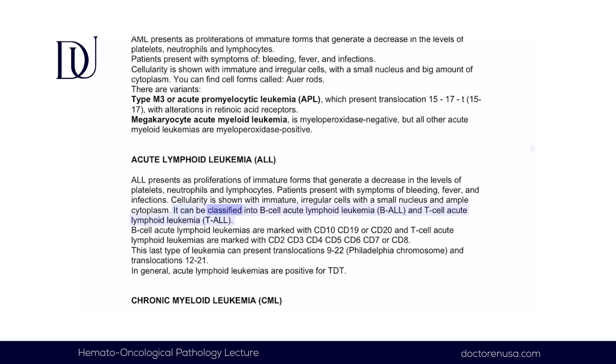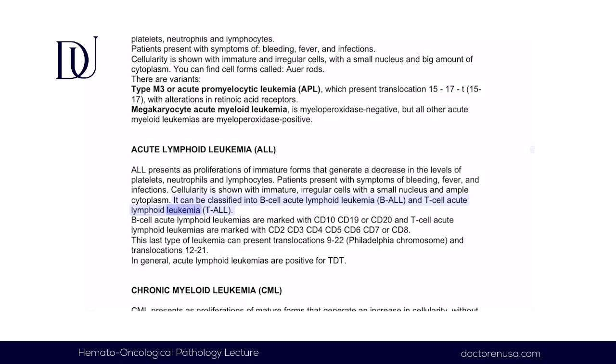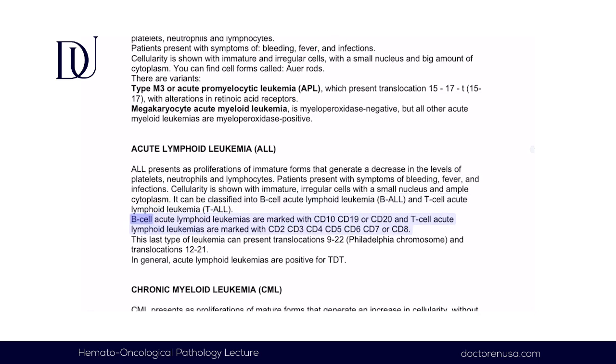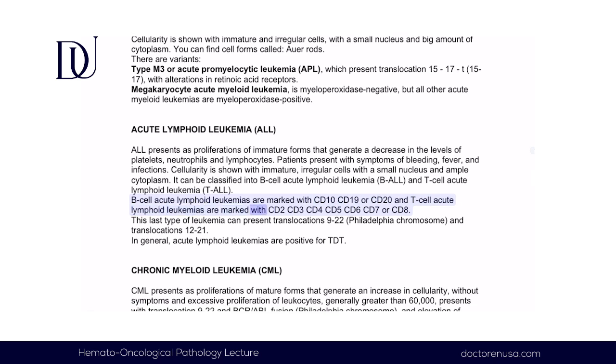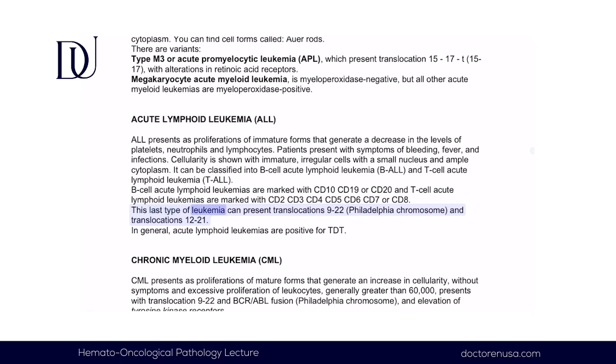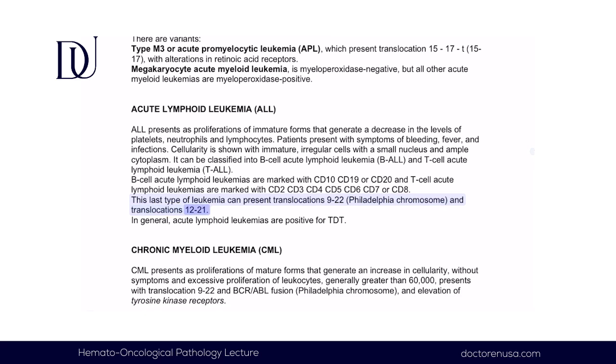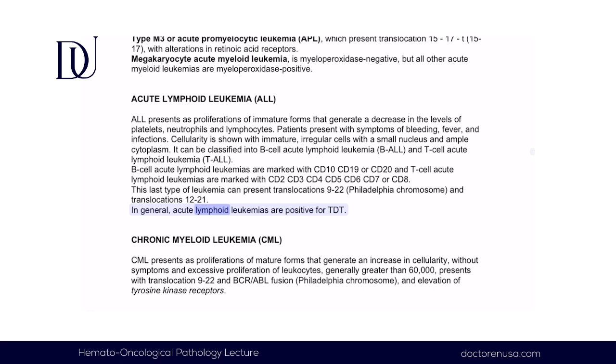It can be classified into B-cell acute lymphoid leukemia, B-ALL, and T-cell acute lymphoid leukemia, T-ALL. B-cell acute lymphoid leukemias are marked with CD10, CD19 or CD20, and T-cell acute lymphoid leukemias are marked with CD2, CD3, CD4, CD5, CD6, CD7 or CD8. This last type of leukemia can present translocations 9;22, Philadelphia chromosome, and translocation 12;21. In general, acute lymphoid leukemias are positive for TdT.